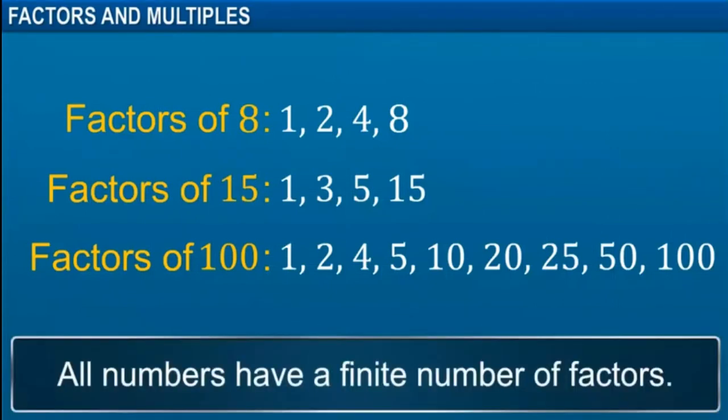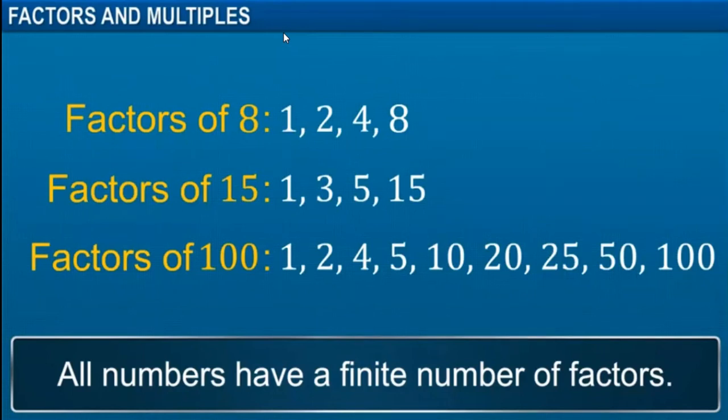Thus, all numbers have a finite number of factors. Okay. So the next thing is the factors are finite. Finite numbers എന്ന് പറഞ്ഞാൽ നമുക്ക് എത്ര ഫാക്ടേഴ്സ് ഉണ്ടെന്ന് എണ്ണാൻ പറ്റും. Okay, count the number of factors.